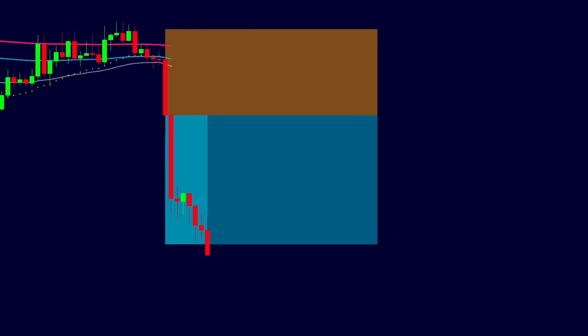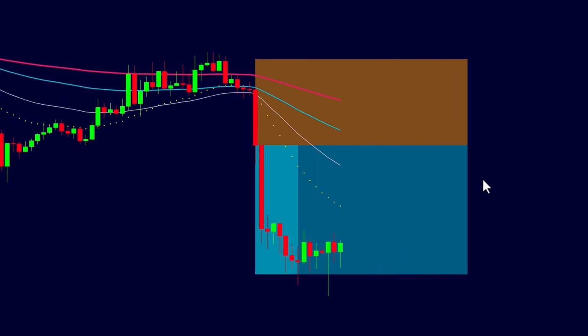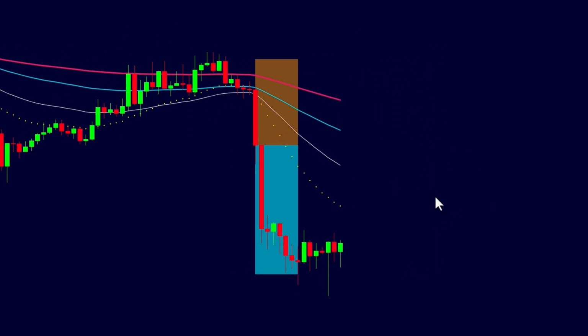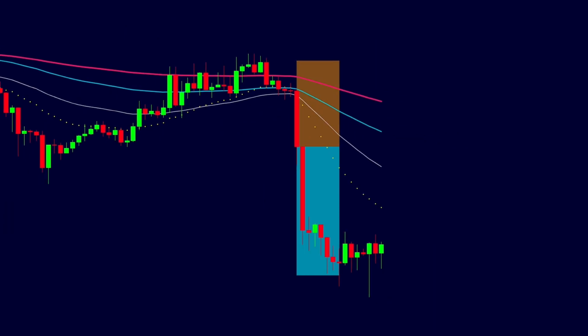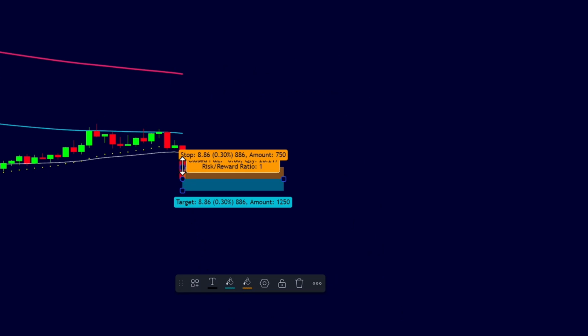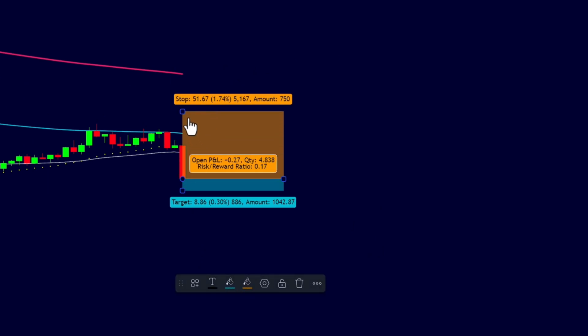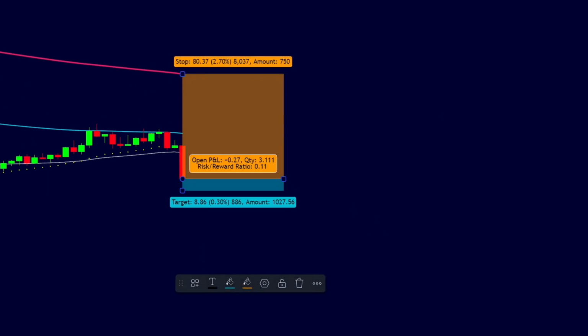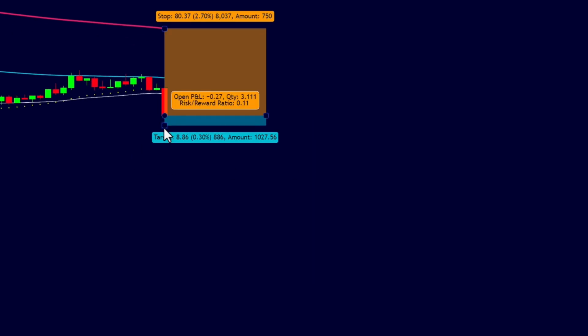Set your stop loss at either the recent swing high, the 45 EMA, the 90 EMA, or the 180 EMA, depending on your trading style. Again, use a 1.5 to 1 risk-reward ratio to take profit, ensuring potential gains outweigh the risks.